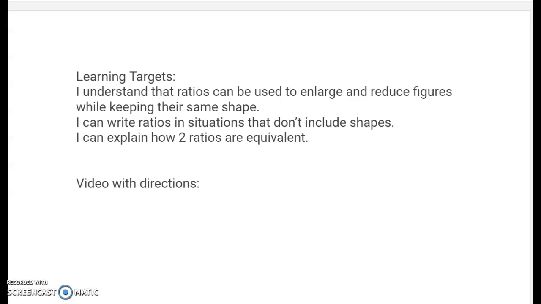Here's a look at today's assignment. The learning targets are, I understand that ratios can be used to enlarge and reduce figures while keeping their same shape. I can write ratios in situations that don't include shapes, which is what we'll focus on today. And I can explain how two ratios are equivalent.